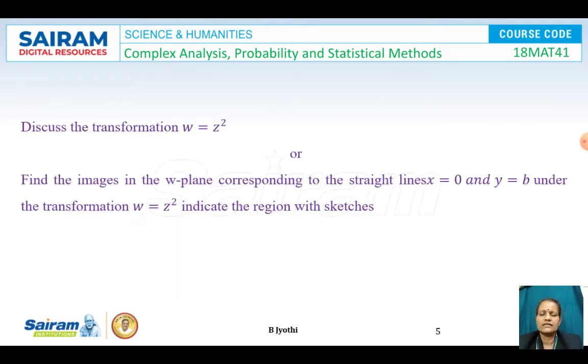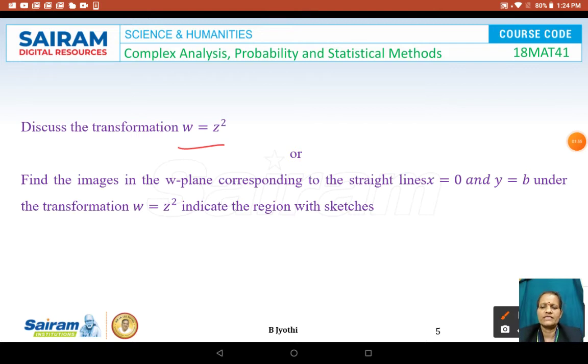So let us see the various types of transformation. In that, the first one is the discussion of w is equal to z square. The question will be asked like: find the images in the w plane corresponding to the straight lines x is equal to a and y is equal to b under the transformation w is equal to z square, and also indicate the region with the sketches.